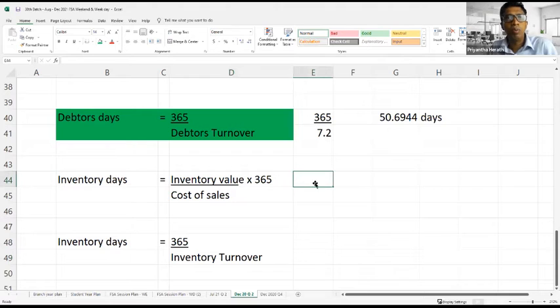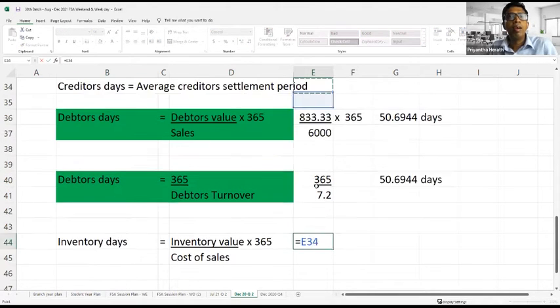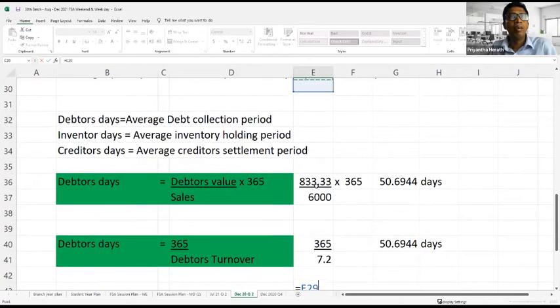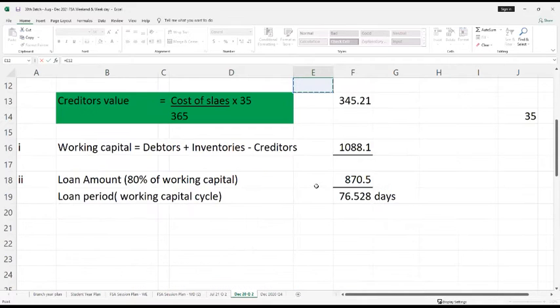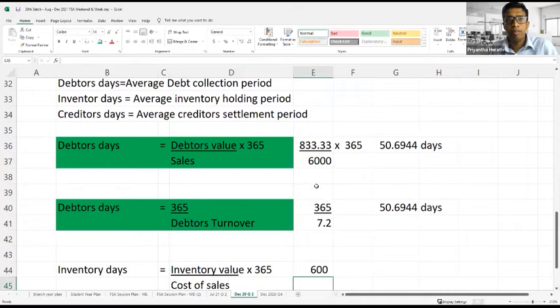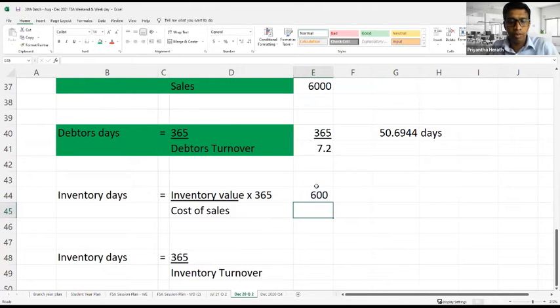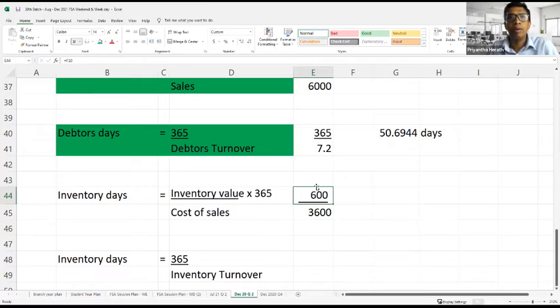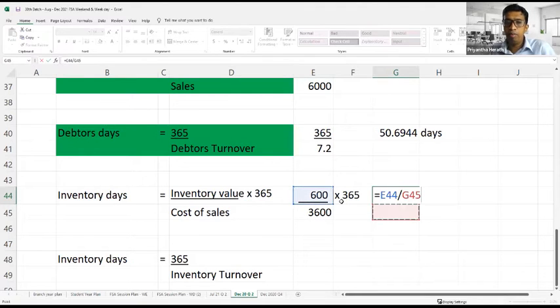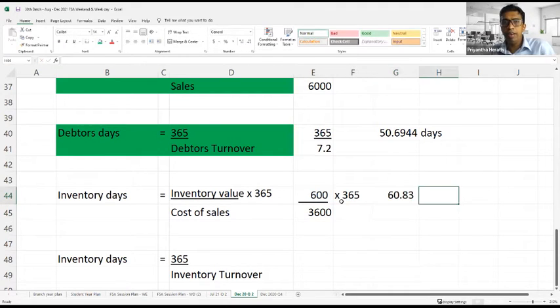Right. So let's do the calculation. The inventory value we calculated is 600. And the cost of sales value is 3,600, and into 365. The answer is 600 divided by 3,600 into 365. This is 61 days, if you round up.